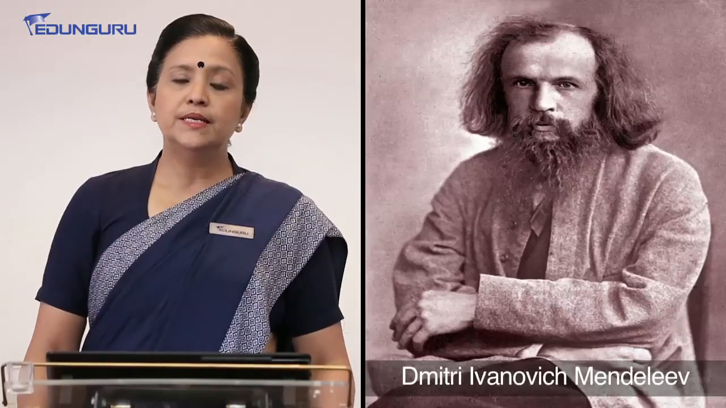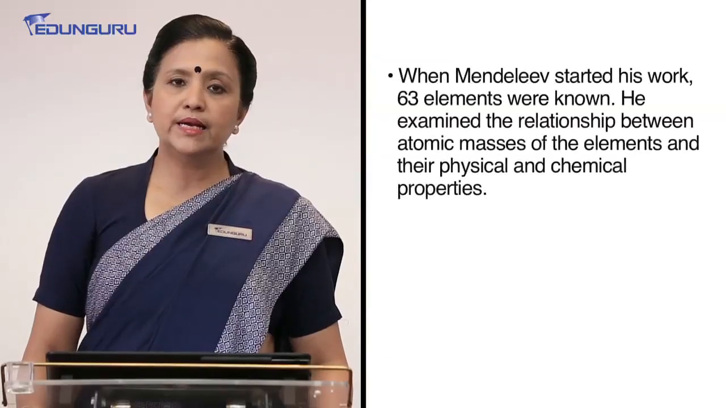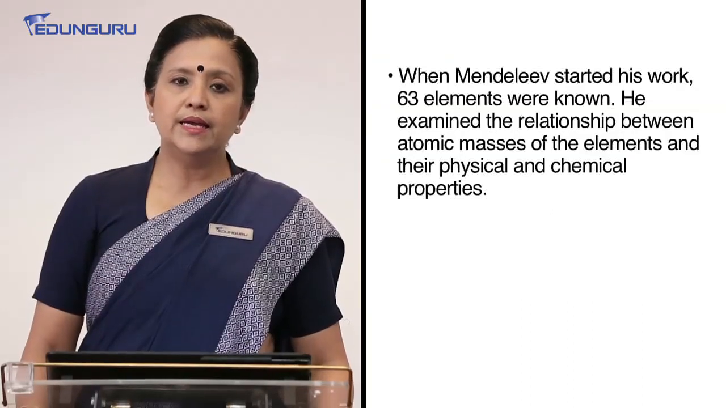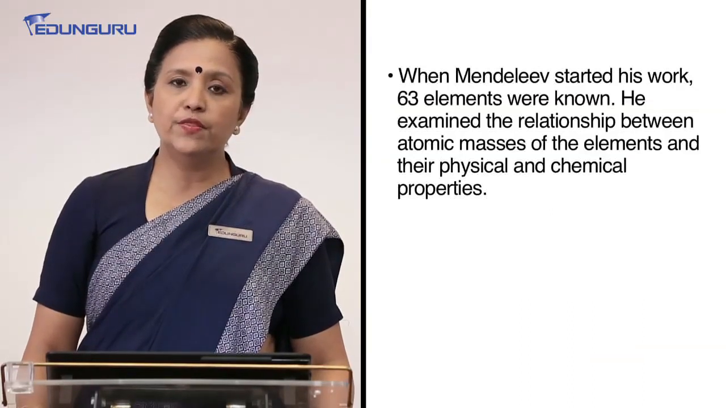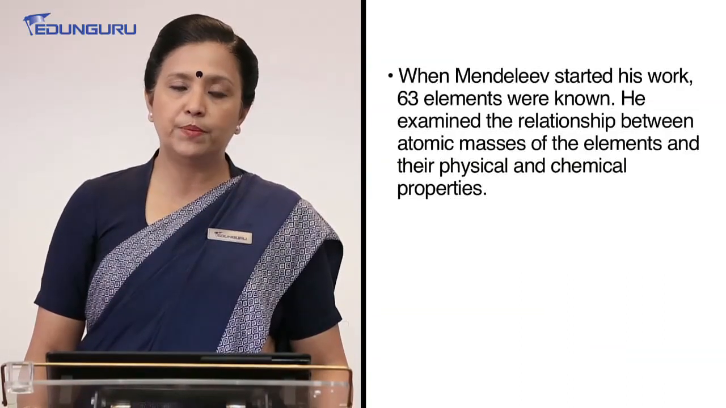The main credit for classification goes to Dmitri Ivanovich Mendeleev. He is considered the main contributor to the formation of the periodic table. He used the atomic masses and correlated them with the chemical properties of elements to classify them. When he classified the elements, 63 elements were known, and he classified them not only on the atomic masses but also based on their physical and chemical properties.